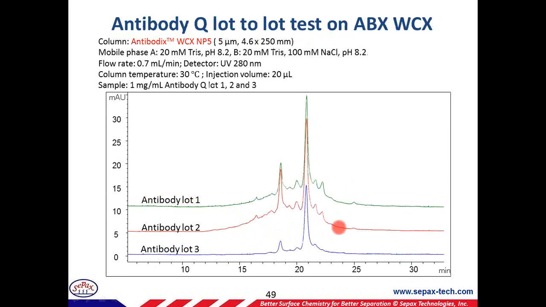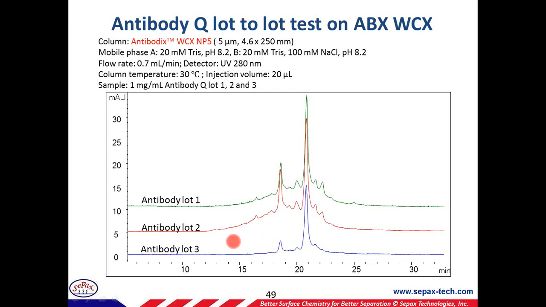In the end, actually, our collaborator settled on the Tris buffer system using Antibiotics WCX MP5 for their antibody lot-to-lot test. We have tried 3 lots of material on this column with this Tris gradient. We can see lots 1 and 2 are very similar with the charge variance separation here. And in lot 3, quite a few peaks disappeared.